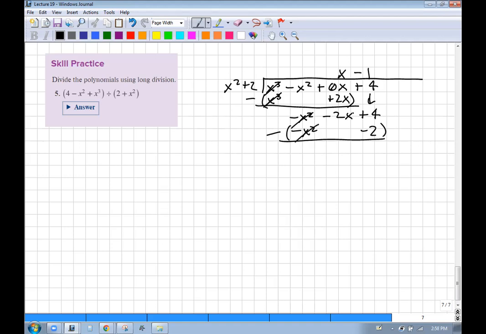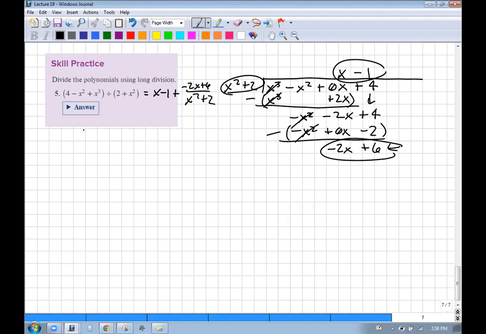That's what we wanted. Here we still got a negative 2x, right? Because there's 0 x's here. 4 minus a negative 2 is 6. At this point, there's nothing you can multiply. You can't multiply x squared by anything to get a 2x, right? There's not enough x's left. So that's the remainder. So we would say this is equal to x minus 1 plus the remainder divided by this guy.